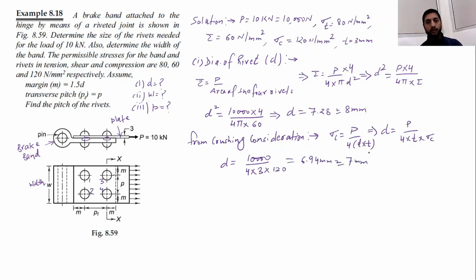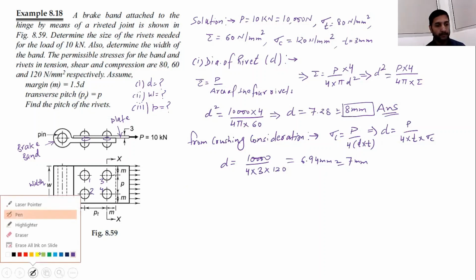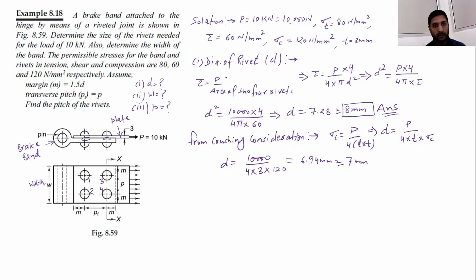So out of these two values, consider that value which is maximum. So 8 mm is the maximum value, so it will become the design criteria. Okay, so the diameter that we will carry forward is 8 mm. So first, our answer of 8 mm has come. Second, find the width of band now, okay. Width of band, we have found the first one.